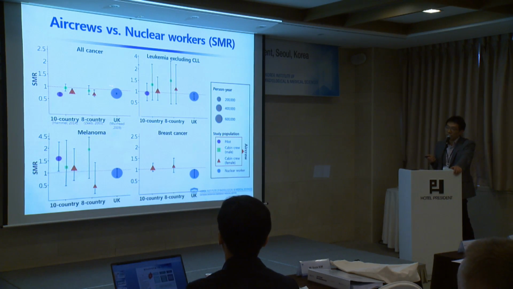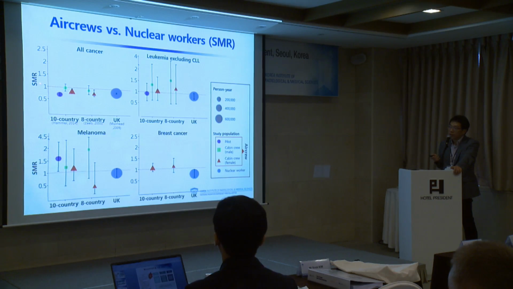So the big circles are radiation workers in the UK, and the other symbols are air crews. The endpoint is SMR, standardized mortality ratio, for all cancer, leukemia, melanoma, and breast cancer. They are not that much different, but for melanoma, the air crews are somewhat higher than the radiation workers. And for breast cancer, the air crews might be a little bit higher than the radiation workers, but still there is no significance.